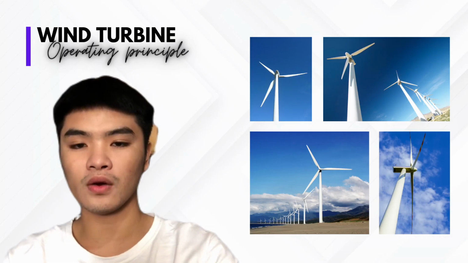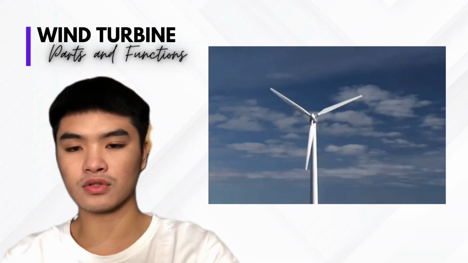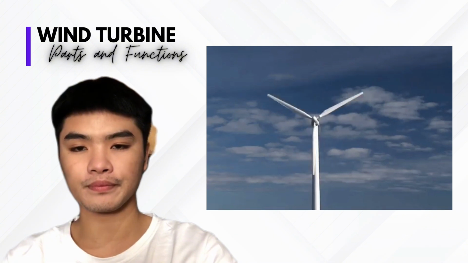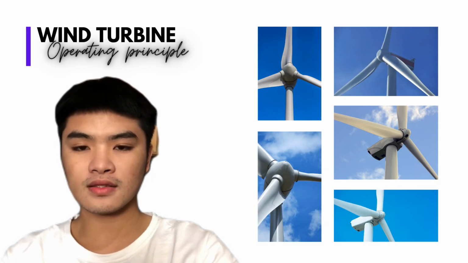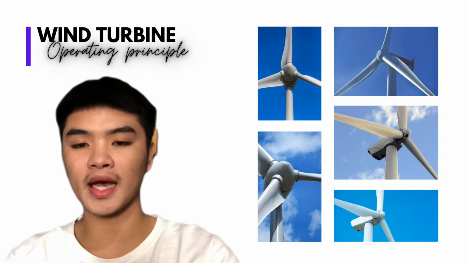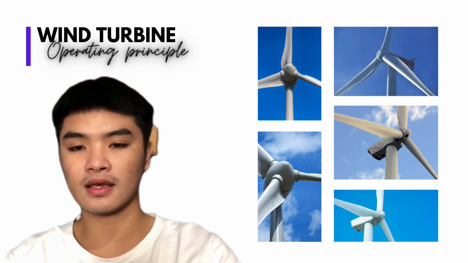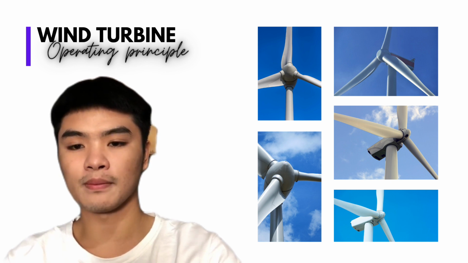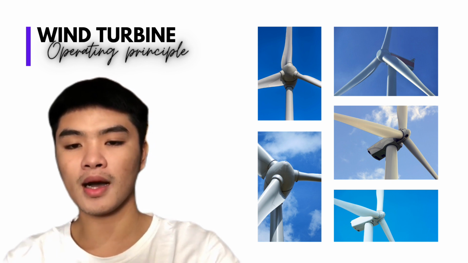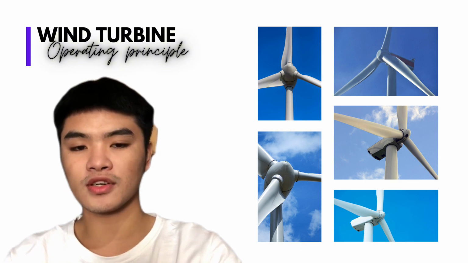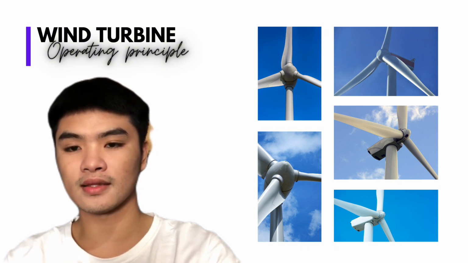And here is how a wind turbine looks when operating. And this is the closer look of a wind turbine. As we can see, the rotor consists of blades, and the part where the blades are attached, we call it hub. At the back part of it, this some sort of housing, we call it nacelle.